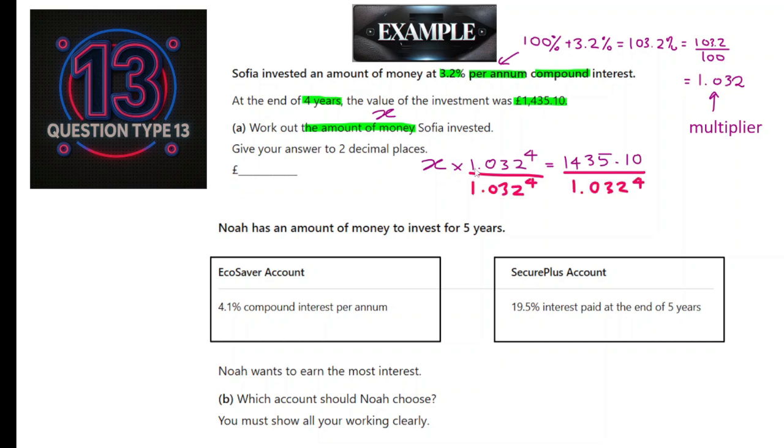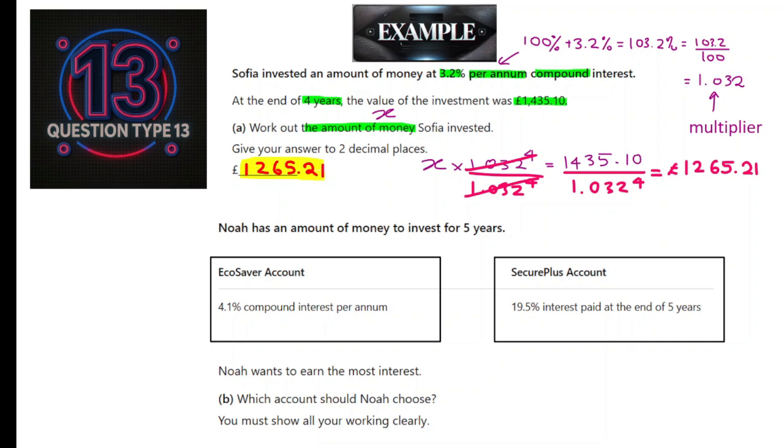Now you can see on the left hand side these two get cancelled out, and you can just put this in the calculator to get the final answer. So the answer is £1,265.21. You get some long decimal answer, but you need to round it to 2 decimal places because it's money. Now let's have a look at the second part.